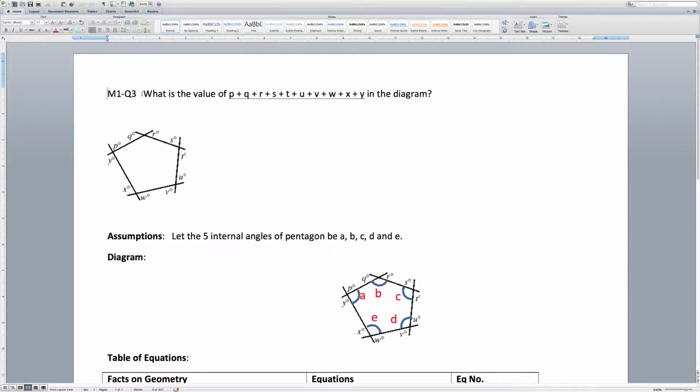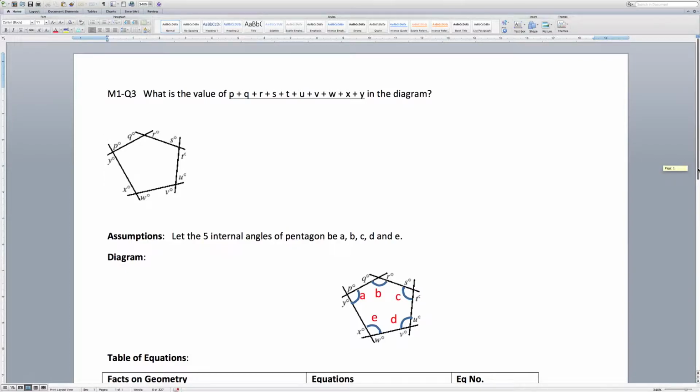So in this problem, a diagram is given, and you're supposed to find the value of p plus q plus r plus s plus t plus u plus v plus w plus x plus y in the diagram. So p, q, r, s, t, u, v, w, x, y are all the angles given. You're supposed to find the sum of all these angles together in this pentagon.